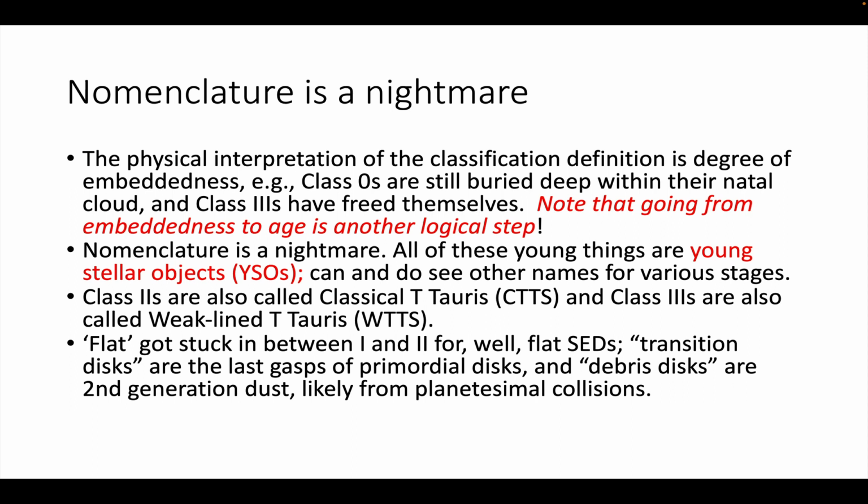All right, so as you've already guessed, nomenclature is a nightmare, because that physical interpretation of that classification definition being degree of embeddedness is a separate logical step, right? Because we're looking at the SEDs, and interpreting that as embeddedness is a logical step, and interpreting age is yet another logical step. Nomenclature is a nightmare. We're going to call all of these things young stellar objects. You can induce the other names. And then there's the classical T-Tauris and weak line T-Tauris and flat. We just talked about transition disks, debris disks.